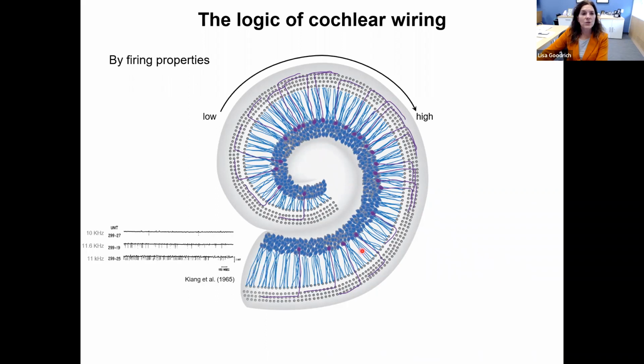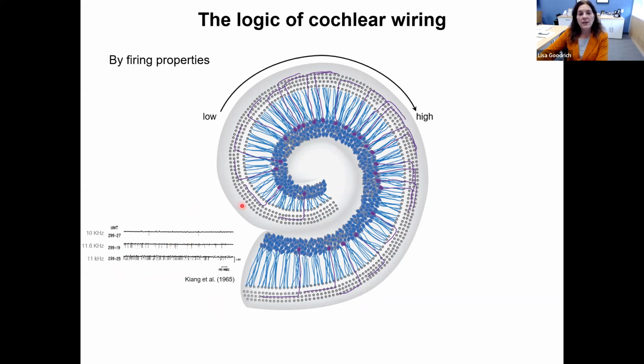And this was first observed in classic recordings from Nelson Kiang from anesthetized cats, where he could stick electrodes in to record from single fibers in the eighth nerve, and observed, even within a similar frequency region, all here around 11 kilohertz, different spontaneous firing patterns, where some of the fibers showed very little activity, low spontaneous firing rates, others had medium levels of activity, and others had very high levels of activity.